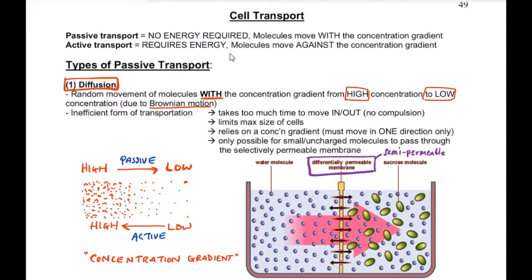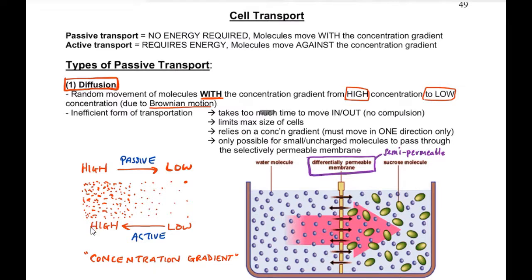So welcome to your lesson on cell transport. Two major categories of transport are defined by whether you need energy to do it or not, and what direction you're passing things. For example, passive transport, you don't need any energy, but active transport, you do. And the reason for that is that passive transport, the molecules move with something that we call the concentration gradient.